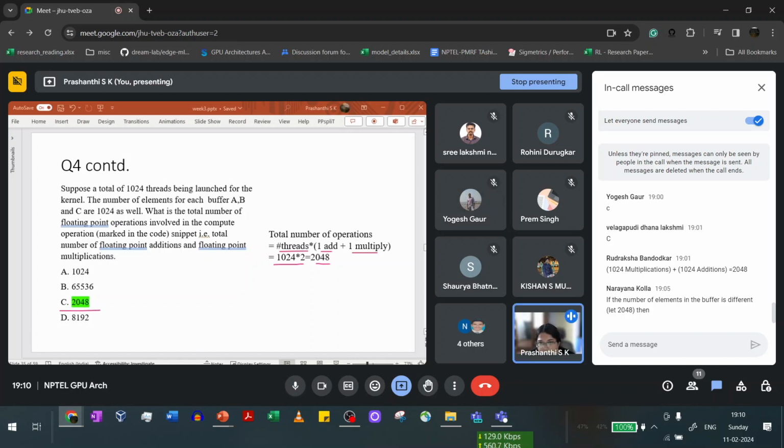Okay, let's continue. We have a question. If the number of elements in the buffer is different, let's say 2048, then what happens? That's a good question. So let's think through that.